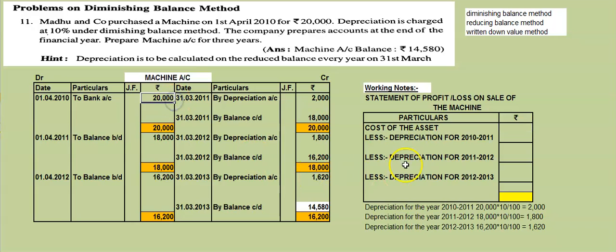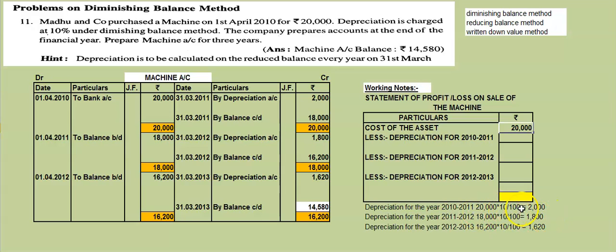What is the cost of the asset? We purchased the machine for how much? Rupees 20,000. So after 20,000, what was the depreciation? The rate of depreciation is 10%. Under what method? Diminishing balance method. How have we done that? We have done it here. So 20,000 into 10% is how much?